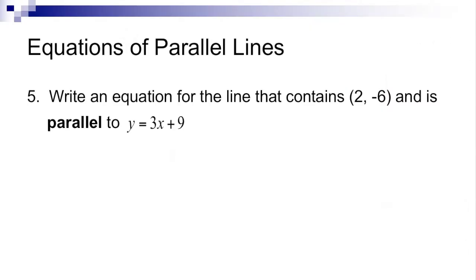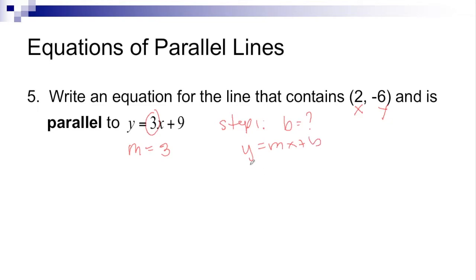Let's try another example in writing the equation of a line. So there are 2 steps to follow. First, identify the slope. The slope is 3, and the point is 2 and negative 6. This will be the x, and this will be the y. Step number 1, find for b.